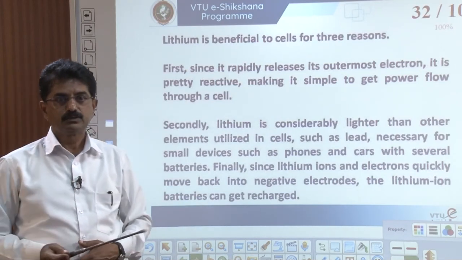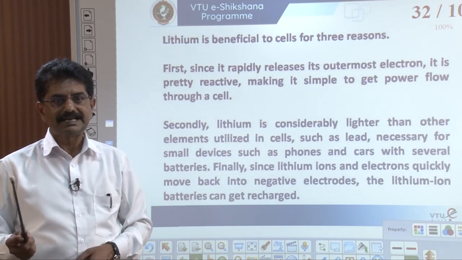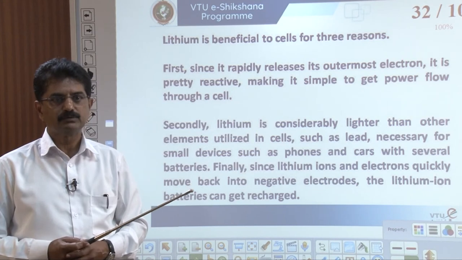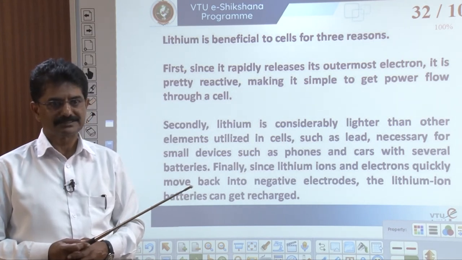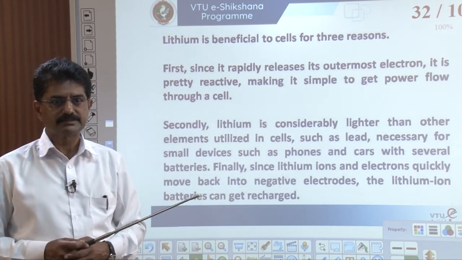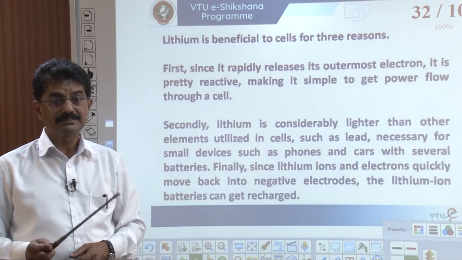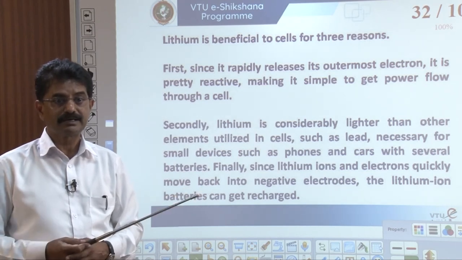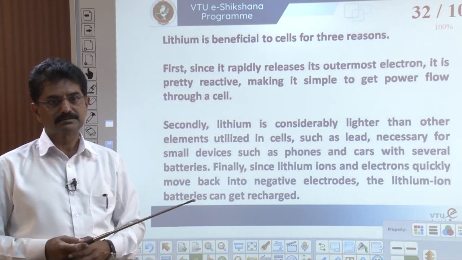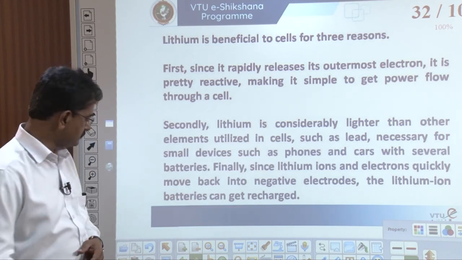Lithium is beneficial to cells for 3 reasons. First, since it rapidly releases its outermost electron, it is pretty reactive, making it simple to get power flow through a cell. Secondly, lithium is considerably lighter than other elements utilized in cells, such as lead, necessary for small devices such as phones and cars with several batteries. Finally, since lithium ions and electrons quickly move back into negative electrodes, lithium ion batteries can get recharged.